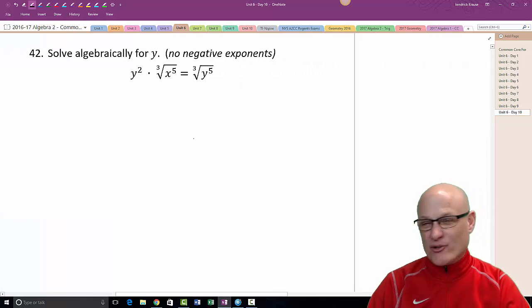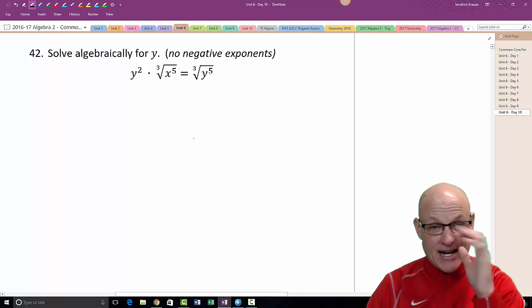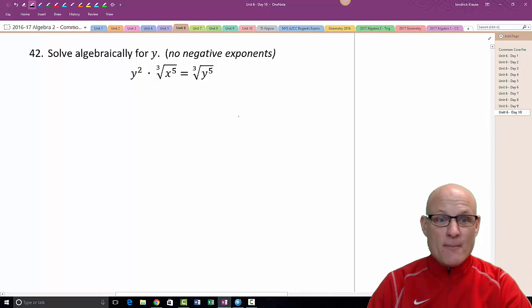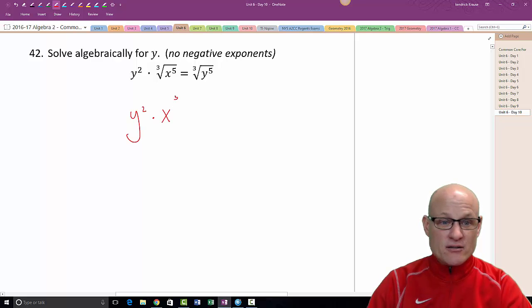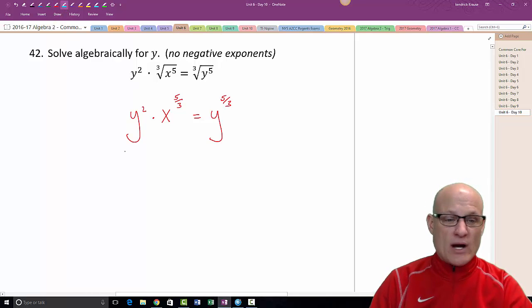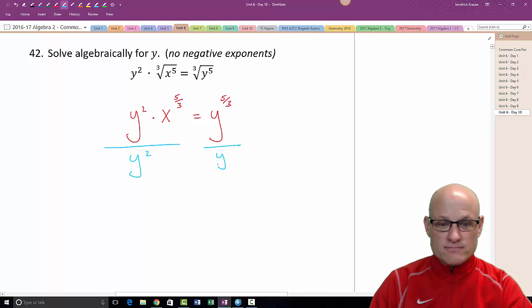All right, so now I'm asking you to solve for y. This one's a little bit trickier because you've got to get y by itself. But even still, beforehand, I'm going to convert these things to their rational exponents. X to the 5/3 equals y to the 5/3. I want to get y by itself, so I'm going to divide by this y squared. When you divide, you subtract the exponent.